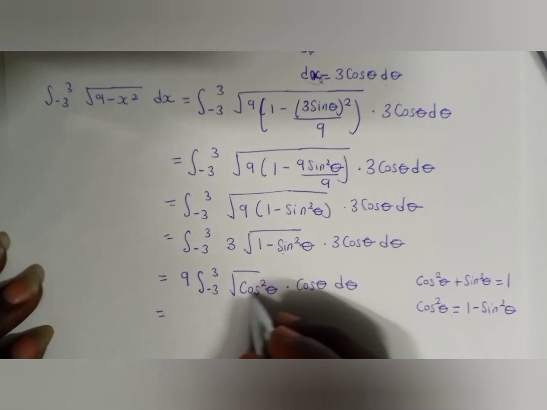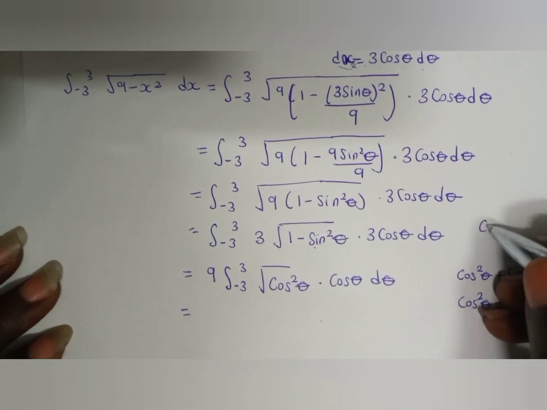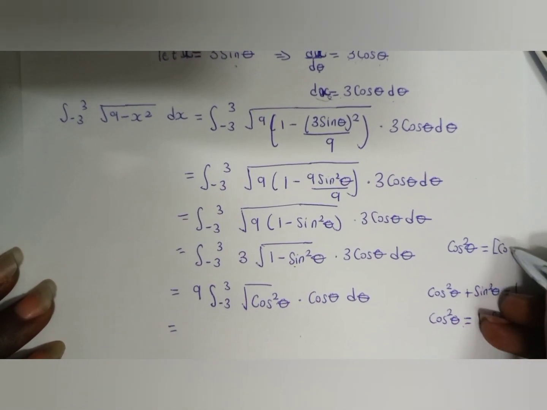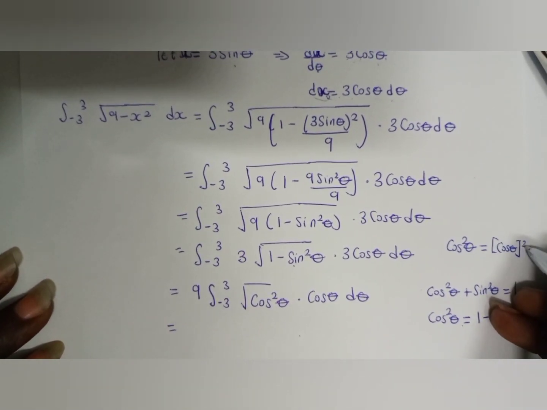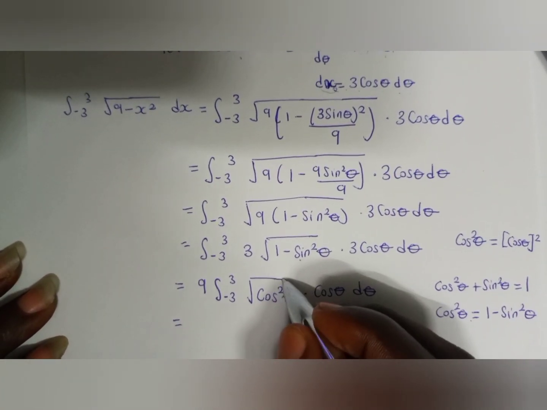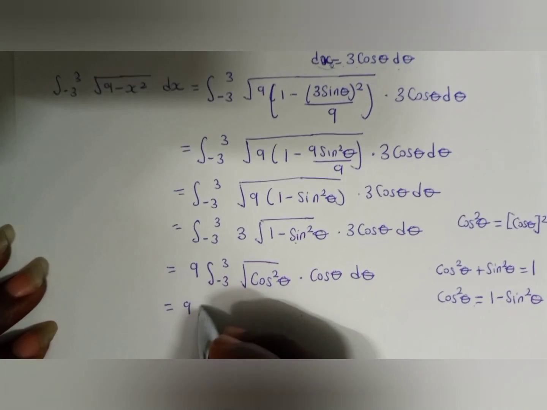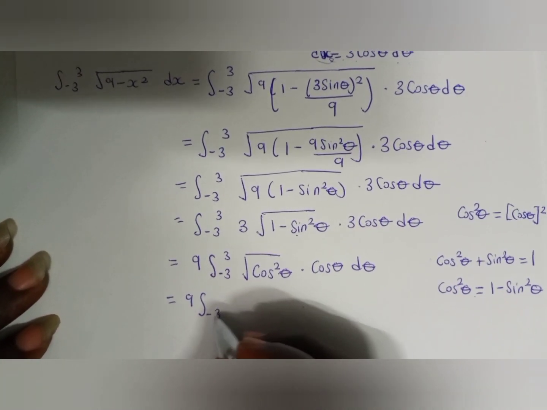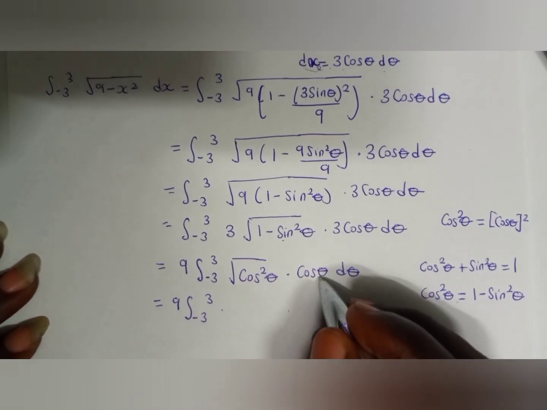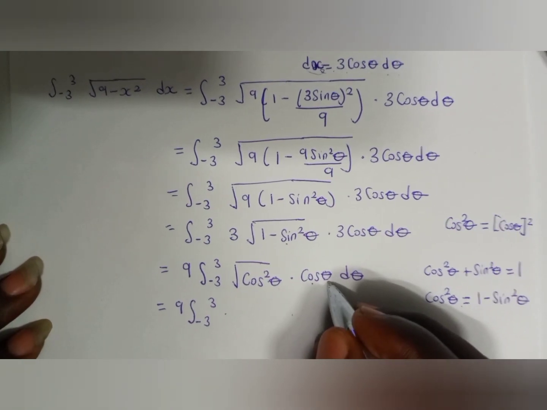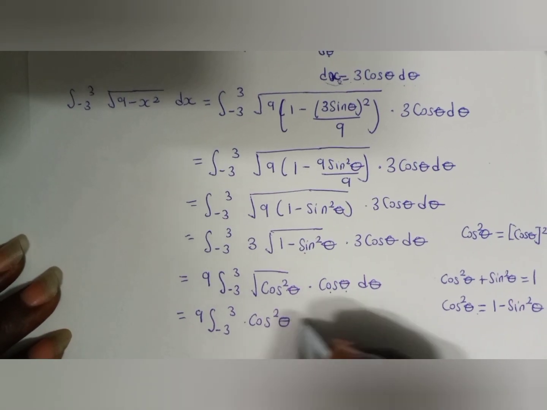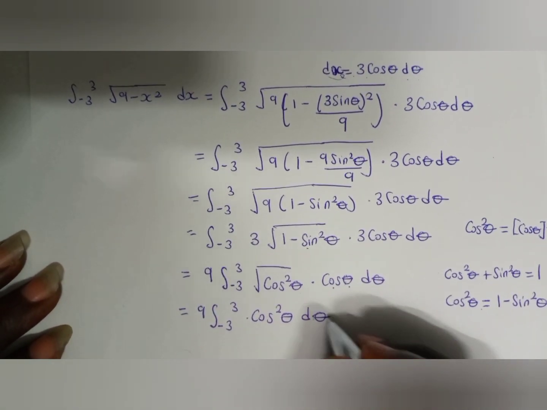Okay, so cos squared theta can be written as cos theta all squared. So here, this square root cancels the square. So we are going to get 9 times the integral of negative 3 to 3. So root of cos squared theta is cos theta times cos theta, which is cos squared theta d theta.